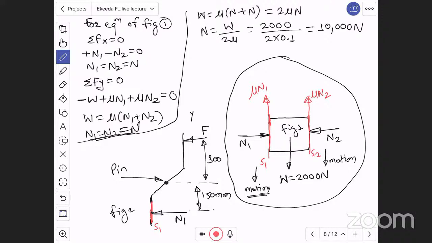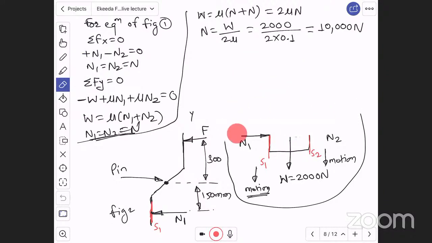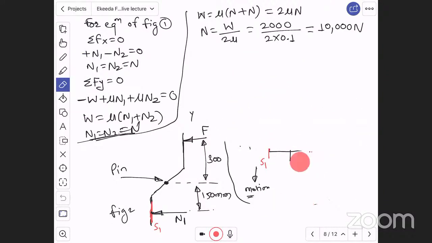But the question is not to find normal reaction, my dear students. The question is to find EF. Here I have calculated only normal reaction, but the question is to find force EF. Therefore, let us go for the free body diagram of figure 2. I am erasing figure 1 because it is not necessary now. Now let us apply free body diagram for figure 2.